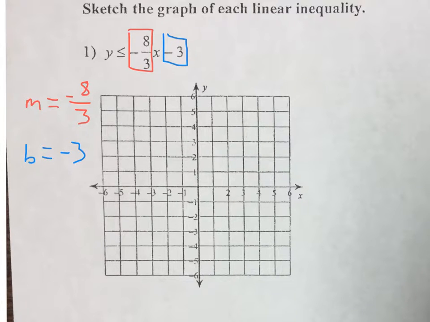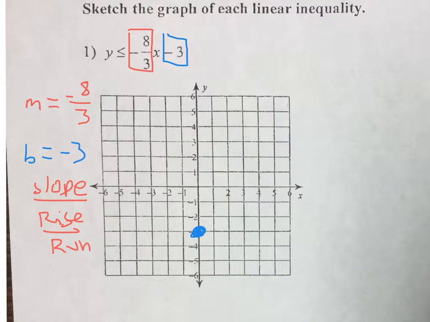Okay, and the first step, if you recall, to graph an equation is graphing the y-intercept. So you go on your y-axis and find negative 3. That is your b, and you graph a point there. And then we're going to use our slope to graph the next point. Let me remind you what slope is. Slope is rise over run.